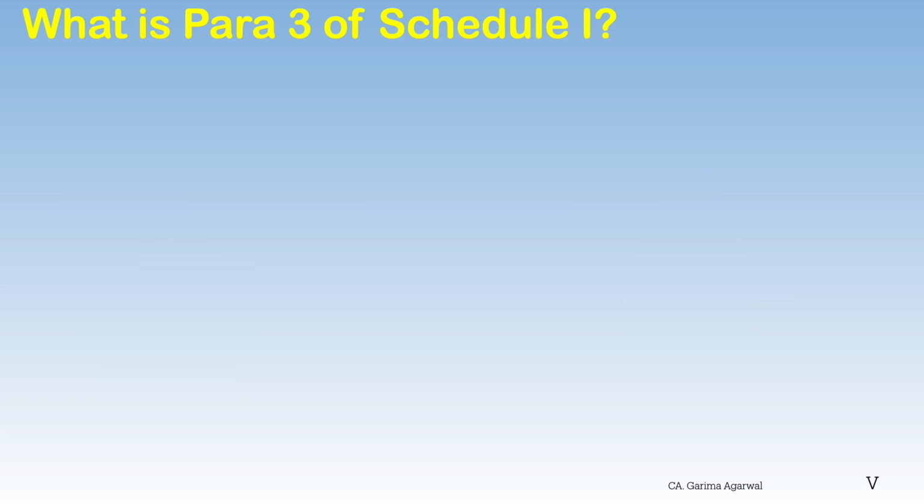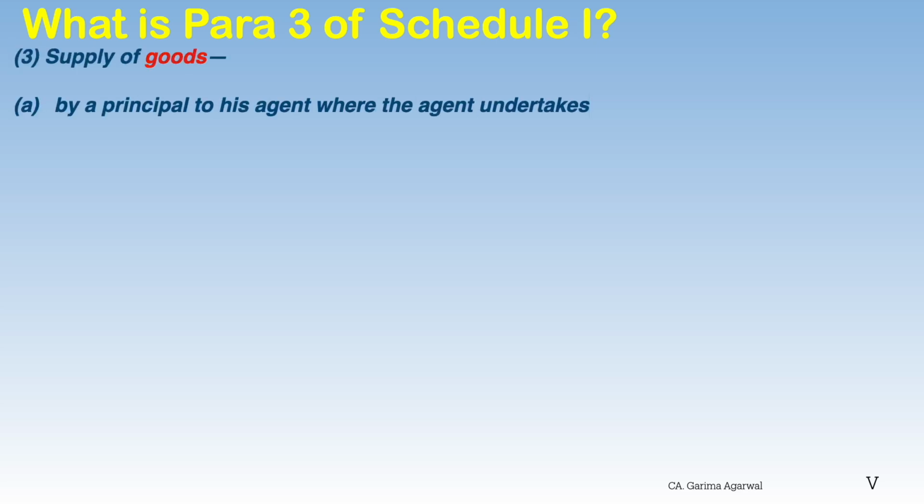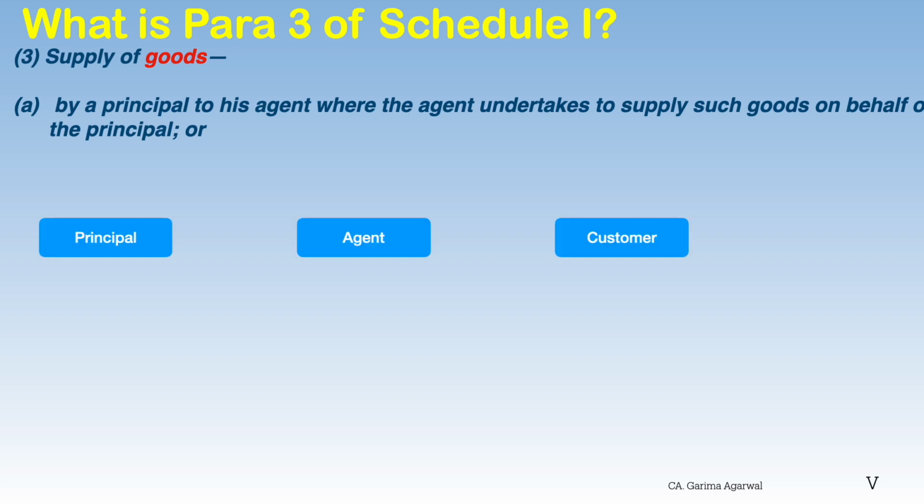Now let's read the provisions. Para 3A essentially says supply of goods by a principal to his agent, where the agent undertakes to supply such goods on behalf of the principal. So basically it talks about selling agent here. Agent that sells goods on principal's behalf.